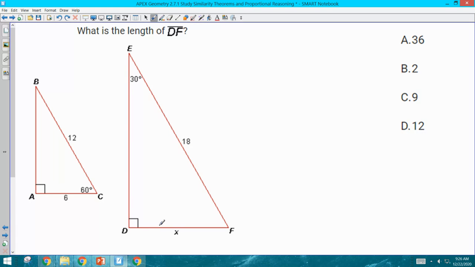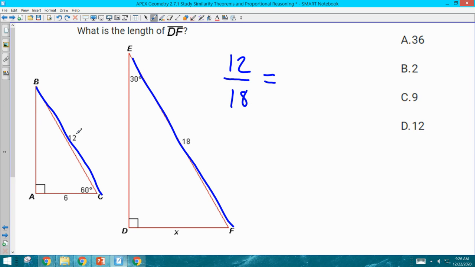What is the length of DF here? So we're looking basically for X. Here's what we're going to do: we're going to set up a proportion. The nice part about the right triangle is it helps me out here. Here are my hypotenuses, so that's going to be one ratio, 12 over 18, small to bigger.